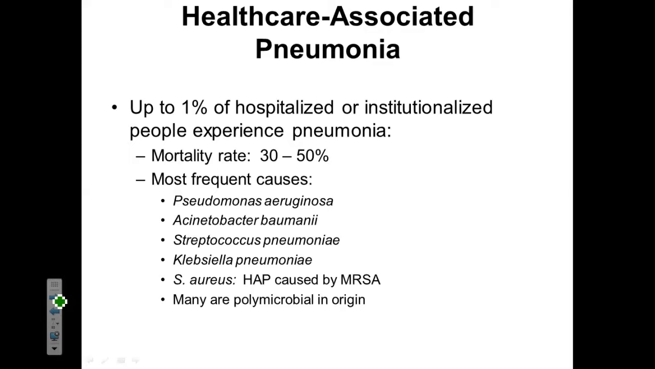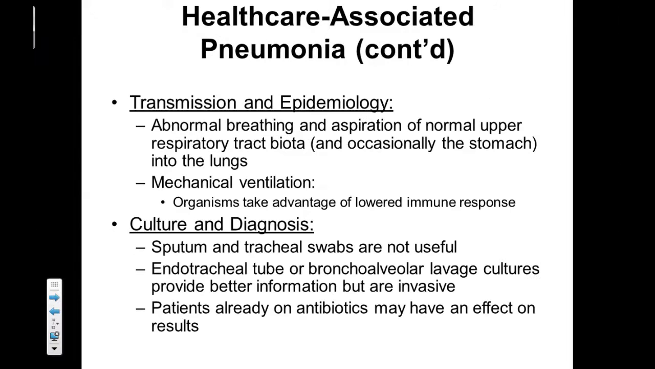The most frequent causes of healthcare-associated pneumonia are Pseudomonas aeruginosa, Acinetobacter baumannii, Streptococcus pneumoniae, Klebsiella pneumoniae, Staphylococcus aureus, and HAP caused by MRSA. And then there are several polymicrobial forms of healthcare-associated pneumonia. The abnormal breathing and aspiration of the normal respiratory tract that can oftentimes occur within a clinical or hospital setting can allow for these pathogens to enter into the lungs.